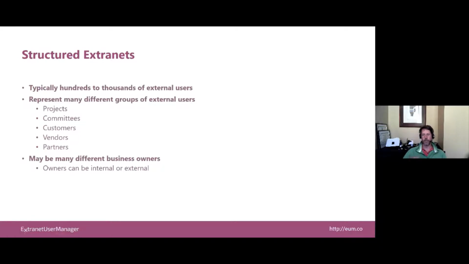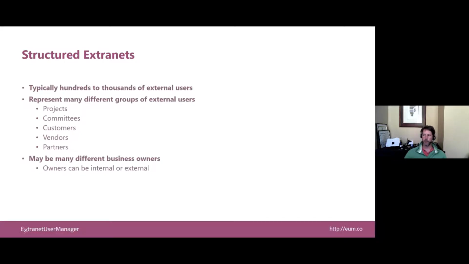I mean, you can't do that style of, hey, I'm just going to put some email addresses in and share a link for 250,000 people. It just doesn't scale and work from a governance point of view. So you need some process around that. And it may represent lots of different groups of external users. As I mentioned, projects are a typical example here. There might be a board portal, committee portals. It could be a customer portal, vendor portal, partner portal, what have you.